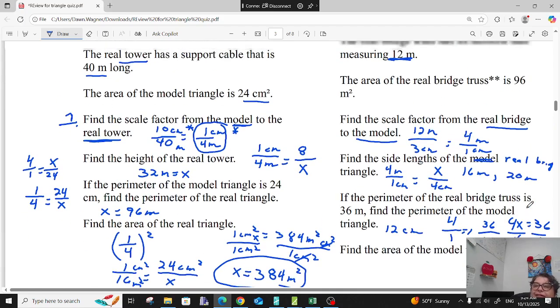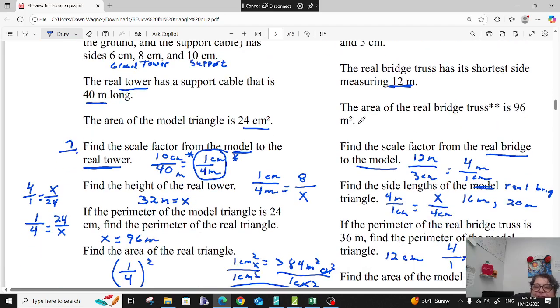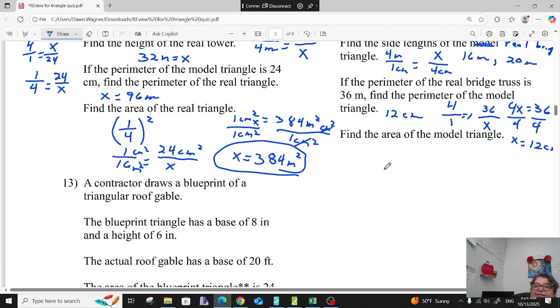Well, that's wrong. Because perimeter would be 3 plus 4 plus 5. What's 3 plus 4 plus 5? Yeah. So it's wrong on the back. I apologize. That's why I wanted to go over these. What's the area of the model triangle?